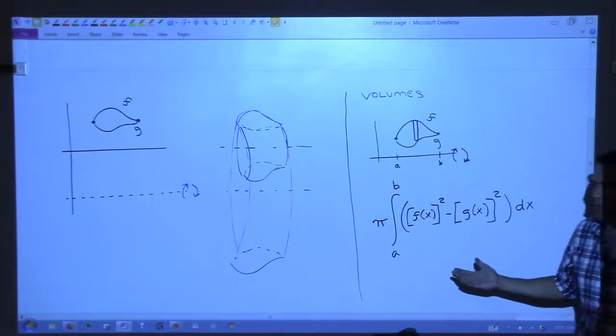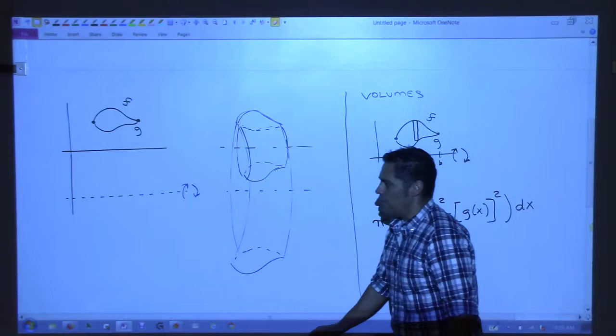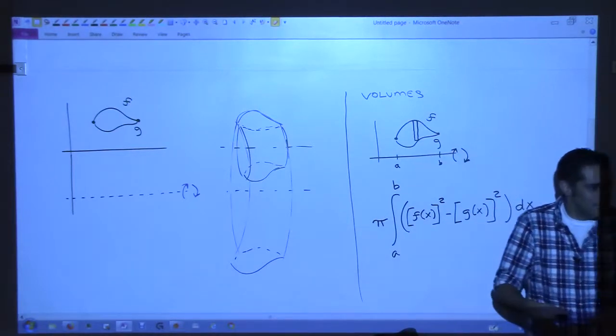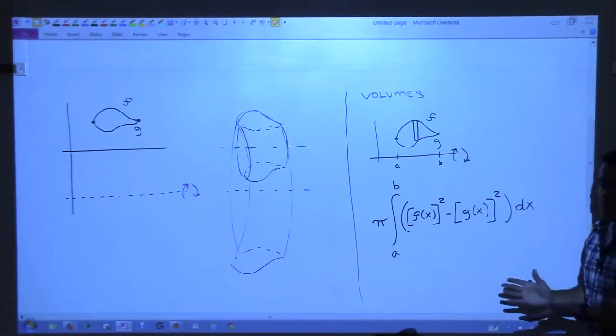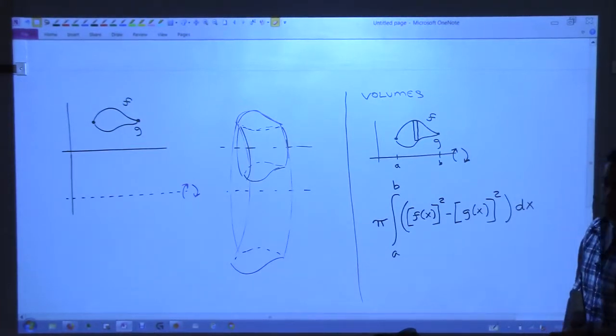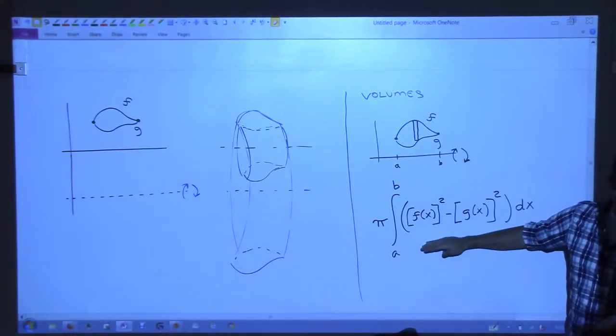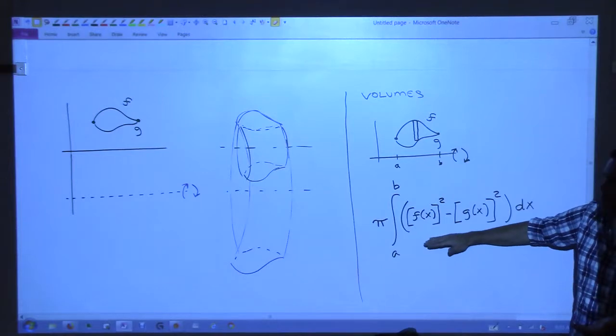I mean, they do. Just think about how much material is inside of those two solid shapes. There's a lot more material in the big one than there is in the small one, right? So we're going to get a different answer. We should expect a different answer. My question is, how does the formula change? Because this formula won't work anymore.